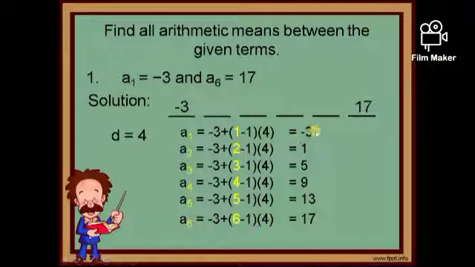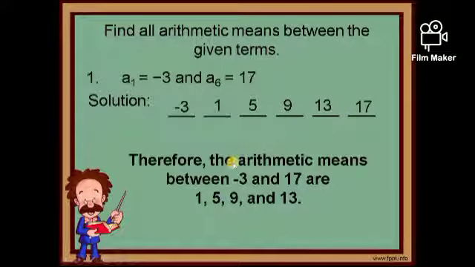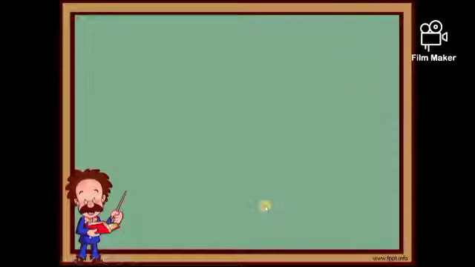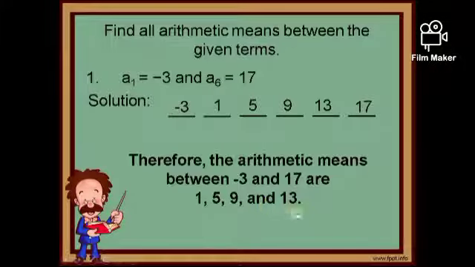Okay, let's try. Negative 3 plus 4, the common difference, is 1, plus 4 again is 5, plus 4 again is 9, 9 plus 4 is 13, 13 plus 4 is 17. So 1, 5, 9, and 13. Therefore, the arithmetic means between negative 3 and 17 are 1, 5, 9, and 13. Okay?